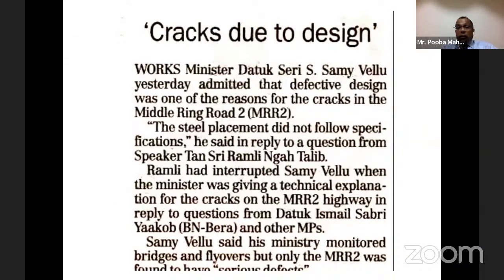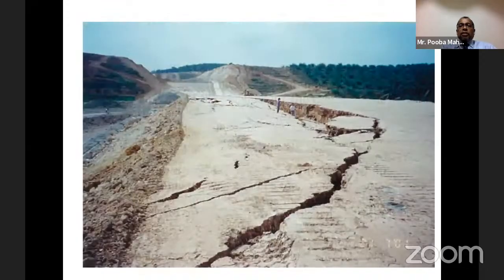This is another one I managed to pull out from the newspaper. This happened in Malaysia a few years ago, where the Malaysian works minister, Sami Velu, some of you may remember him from 20 years ago, a very popular gentleman in politics, said that the cracks on the bridge were due to defective design. That has an implication on insurance policy and coverage. So there are a lot of issues to go through when it comes to design. When the blame goes to design, then the consulting engineer is blamed.